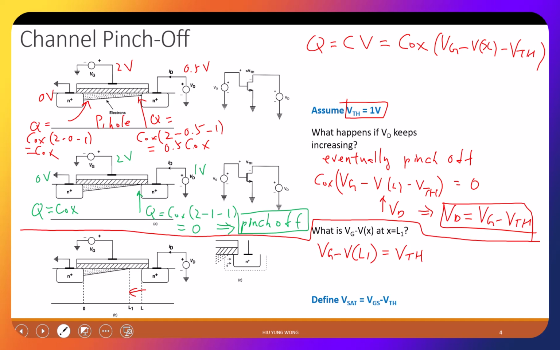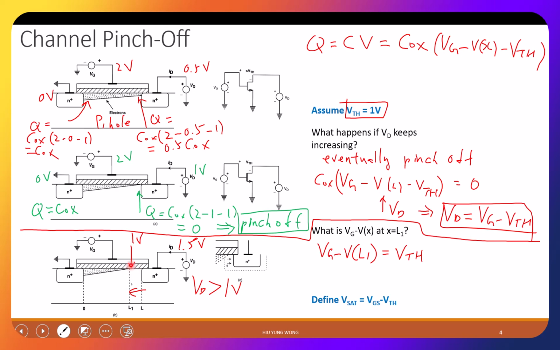Now, if no question, then if I keep increasing VD, for example, in this case, the VD is larger than 1 volt, then what will happen? This pinch-off region will shift to the left because, for example, let's say this is 1.5 volt. Then this point is also 1.5 volt. But then it will gradually drop until this point, which is 1 volt.